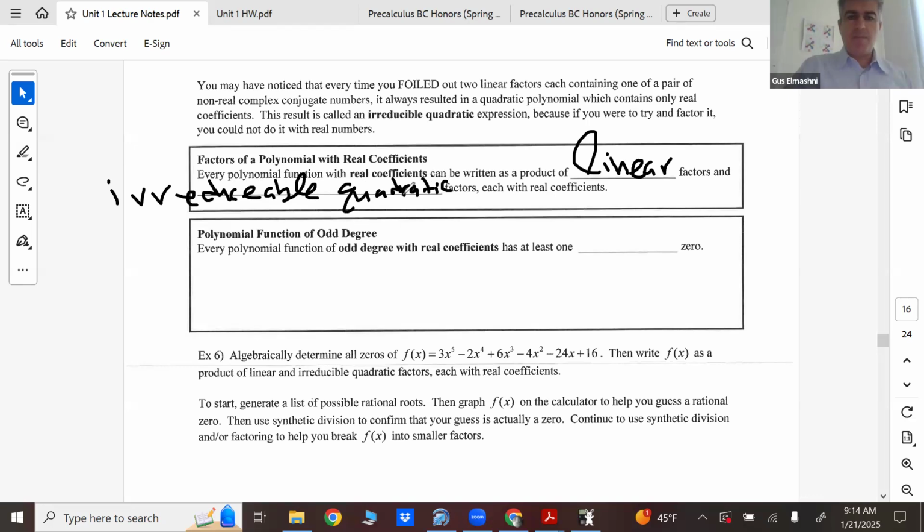And every polynomial function of odd degree with real coefficients has at least one real zero, because the complex zeros have to come in pairs. So we just saw in the last example, we had degree 4, and we have all four imaginary solutions, right? But if you have an odd degree, as it says here, and all coefficients are real, well, of course one zero has to be real, because you can't have three imaginary zeros, because the imaginary zeros have to come in pairs.